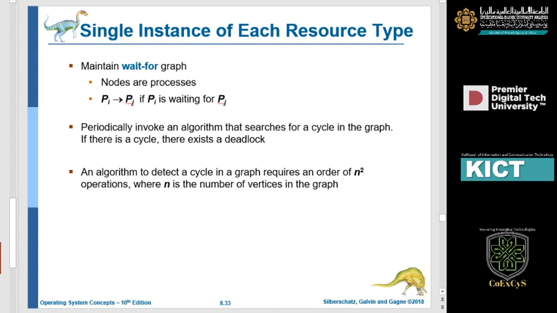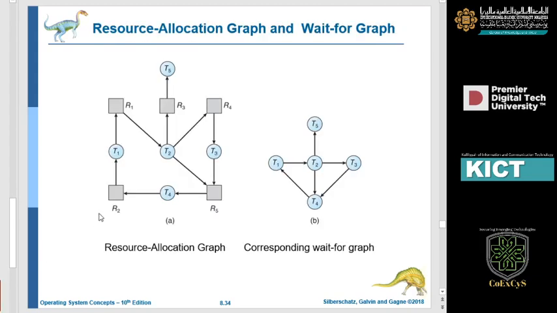And this is one of the ideas: to use a resource allocation graph. So process Pi is pointing to Pj if Pi is waiting for Pj for something. And let's look at this algorithm per se. So we have processes T1, T2, T3, and T4.